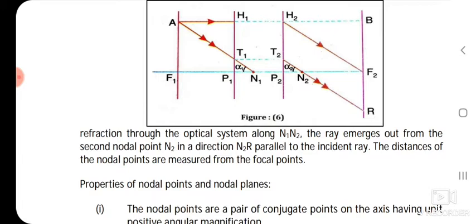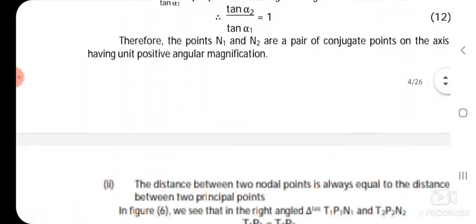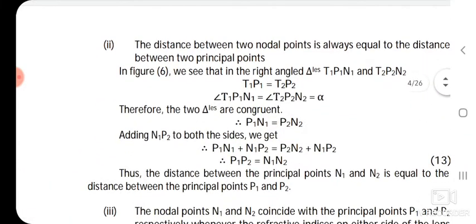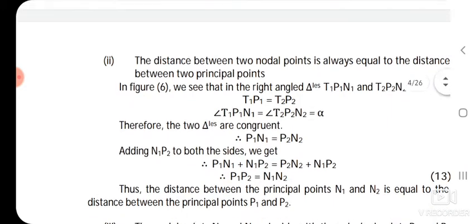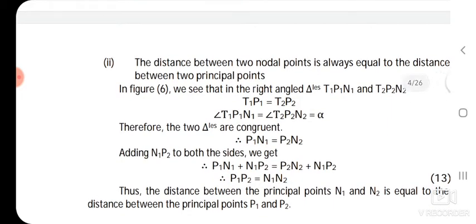After that, N2P2 plus N1P2 gives N1N2. It means that the distance between the two nodal points is always equal to the distance between the two principal points. Thus, the distance between the two nodal points N1 and N2 is equal to the distance between the two principal points.